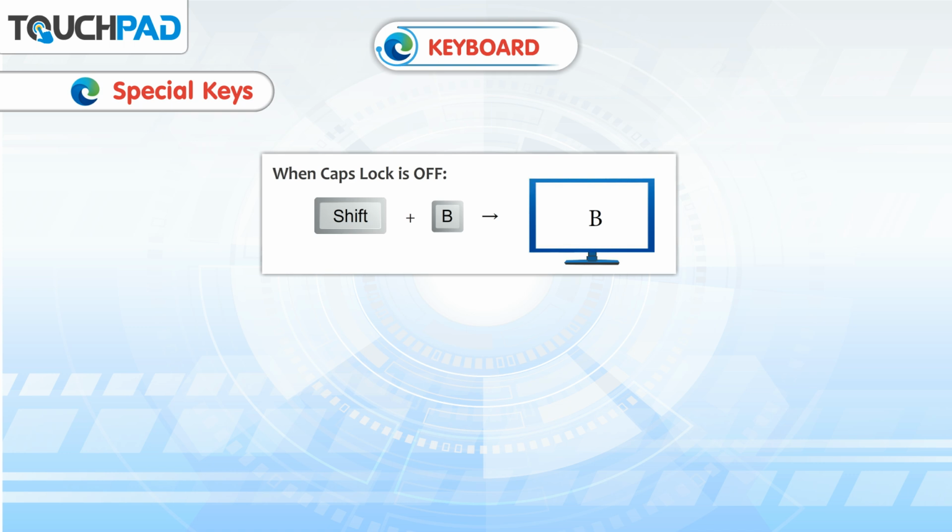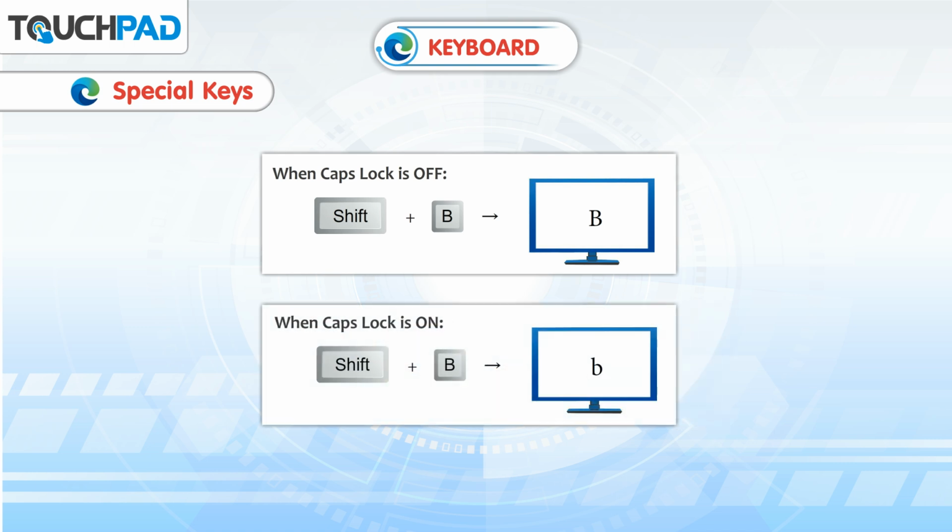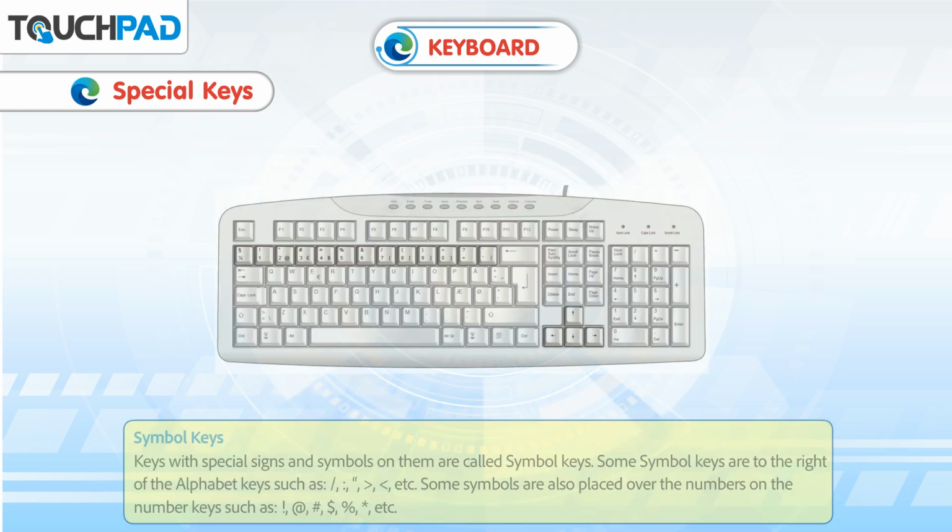When caps lock is off, Shift plus B, capital B. When caps lock is on, Shift plus B, small b.